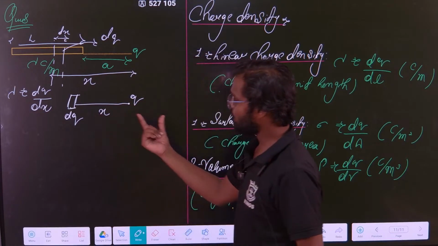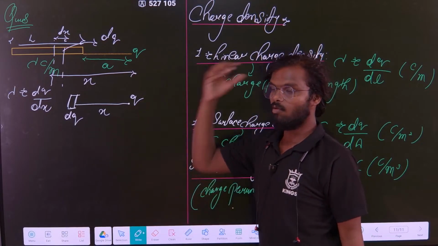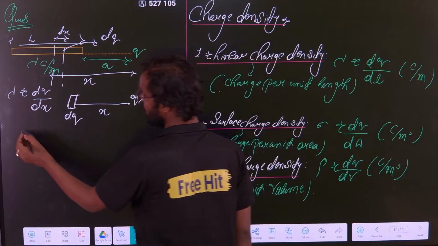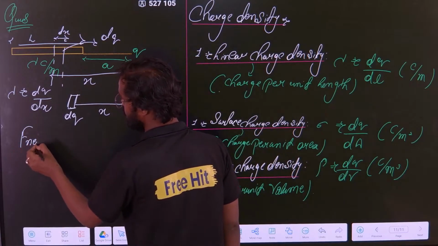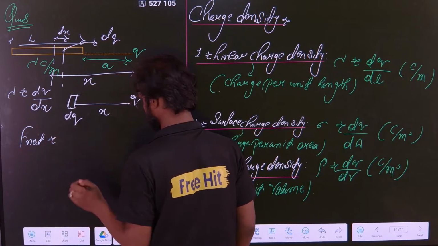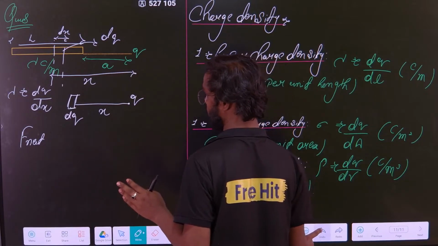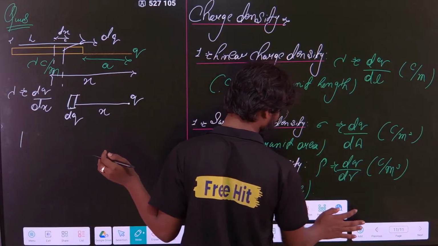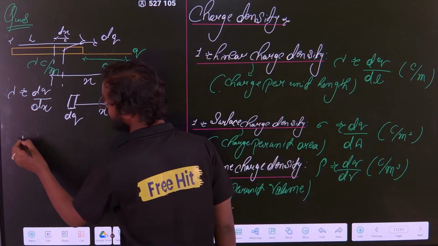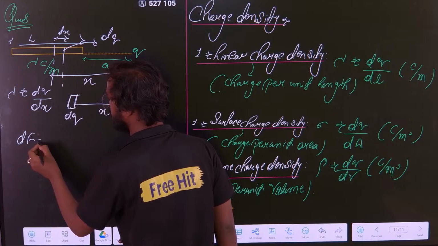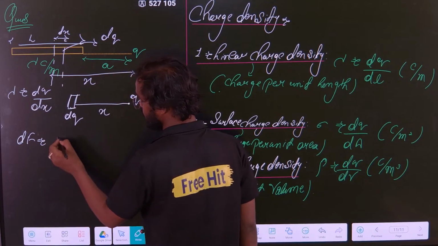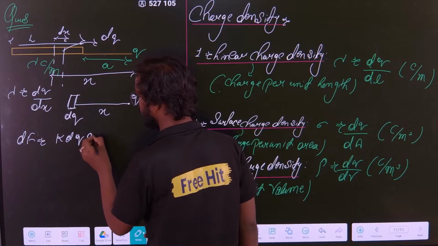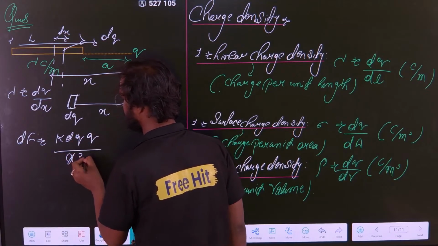Now can we apply the formula here? Yes, because now we have a point charge. So what is the force? We will not directly write F net, because it is a small element, so we will write a small force dF. That is k dq into q divided by x square.